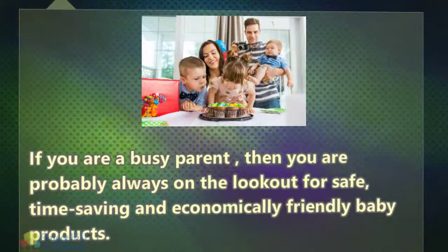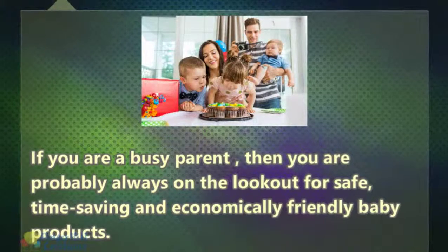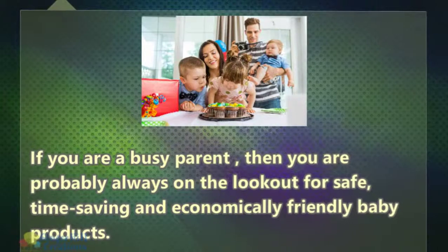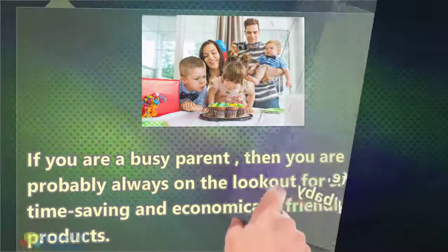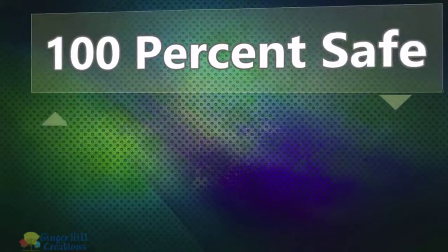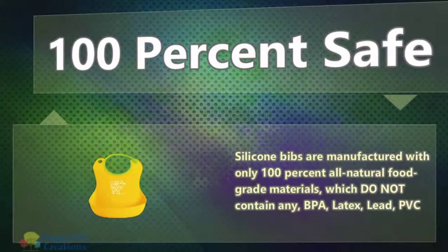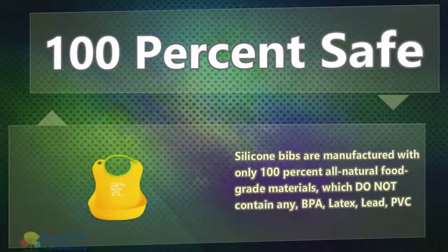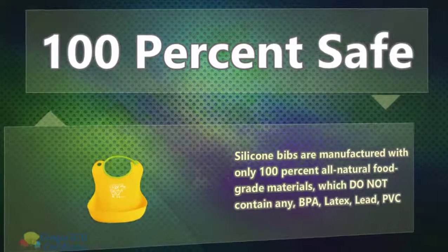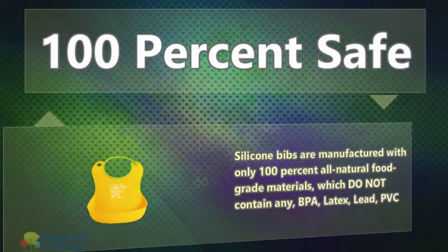If you are a busy parent, then you are probably always on the lookout for safe, time-saving and economically friendly baby products. 100% safe. Silicone bibs are manufactured with only 100% all-natural food-grade materials, which do not contain any BPA, latex, lead, PVC.